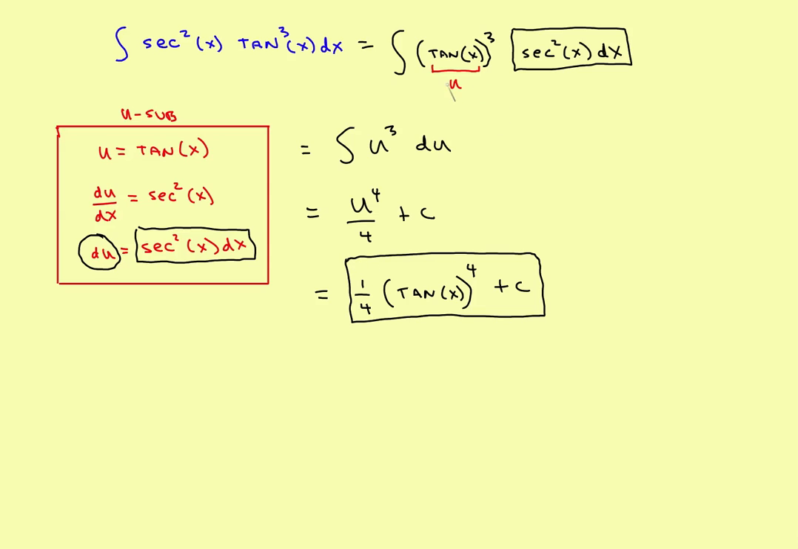So again, it's a case of letting u be equal to the entire trig function itself. And again, which one do you pick? Pick the trig function so that its derivative gets rid of the other thing.